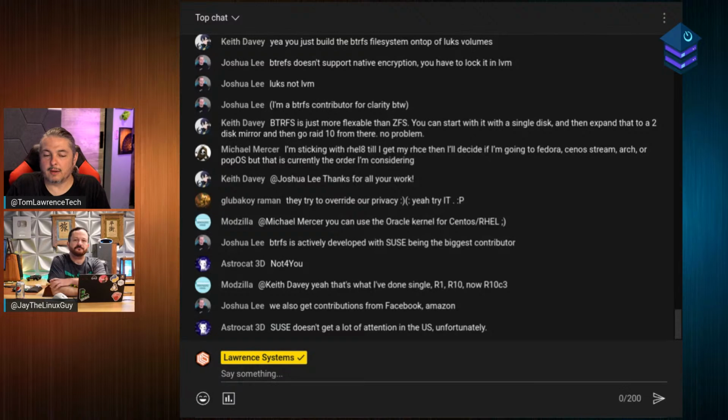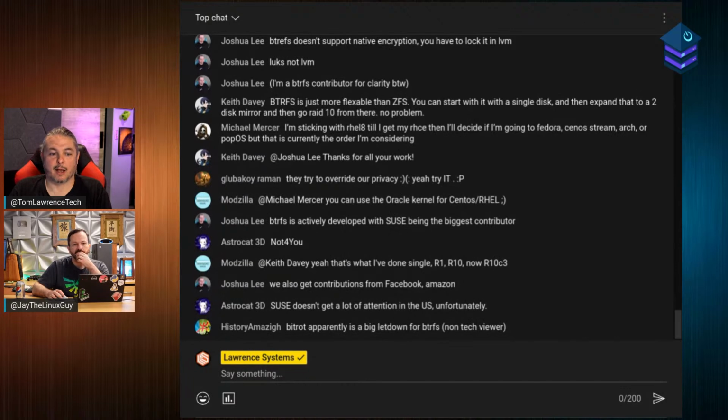Yeah. Well, Joshua Lee also commented back in terms of who's contributing to it. Apparently, the top contributors are OpenSUSE, Facebook, and Amazon. Those are your get contributions from them. So it is actively developed. And as someone else mentioned, OpenSUSE, we don't talk about it a lot here. And you'd be right. It's not the most popular distribution in the United States. It's not, but I love it actually.